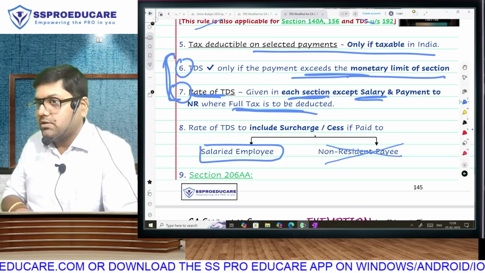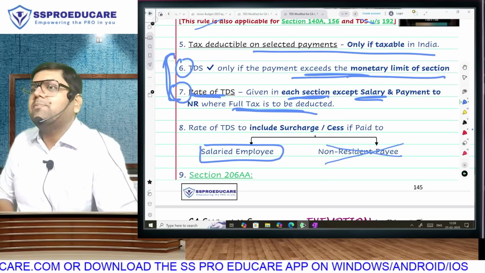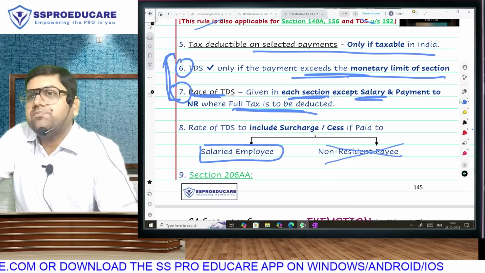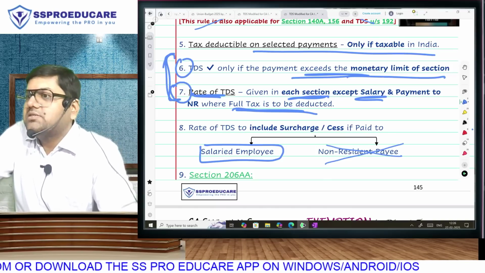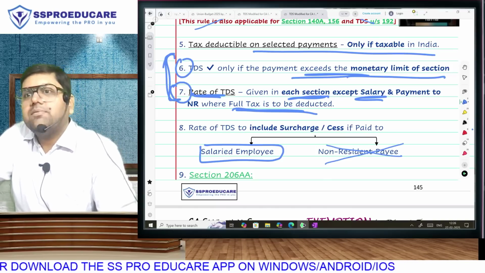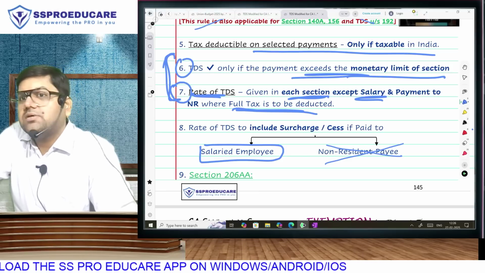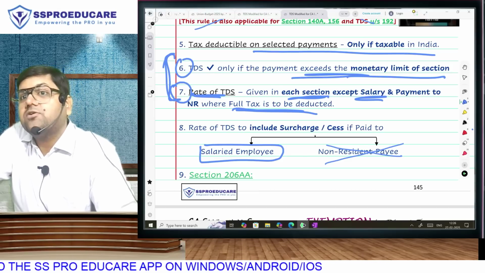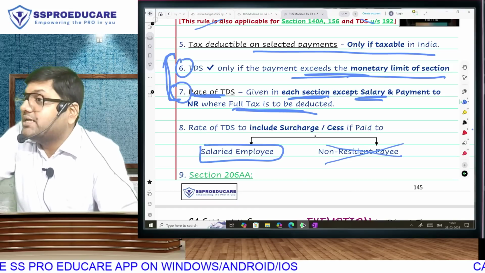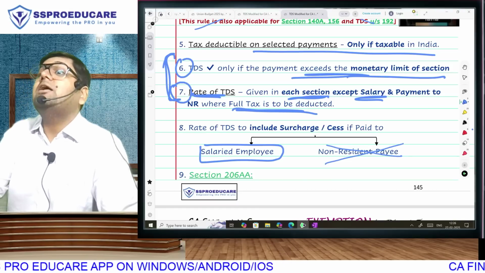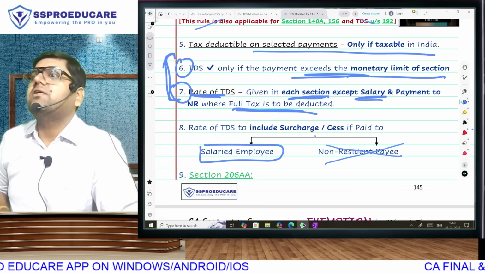Listen to this carefully. Supposing you are a salaried employee who is getting a salary of 50,000 per month. So your annual income will be 6 lakh. There may be some standard deduction based on old regime, new regime. There may be some other income. Calculate total income, calculate total tax. Add surcharge, cess if applicable. That divided by 12 is the TDS the boss will deduct every month.